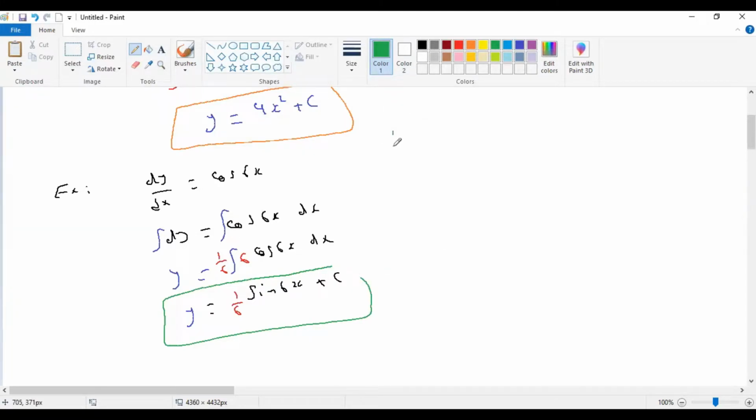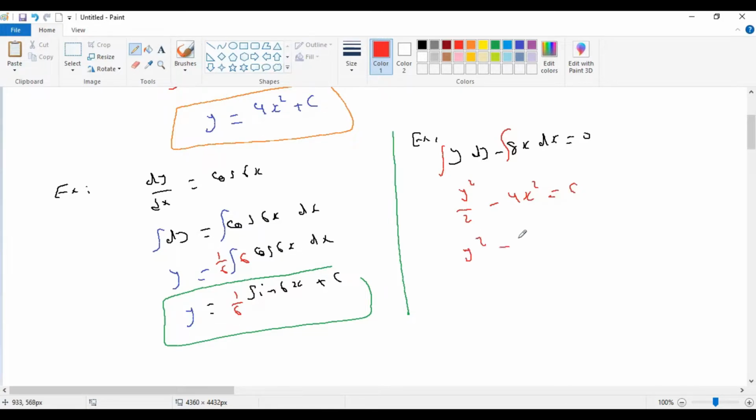Okay, another example, let me write it here. Let's say I have y dy minus 8x dx equal to 0. Clear? So you can take the integral of each one. The integral of the first one is y squared over 2. The second one will be 4x squared, equal to c. Then you can multiply this by 2, so it will be y squared minus 8x squared equal to c.